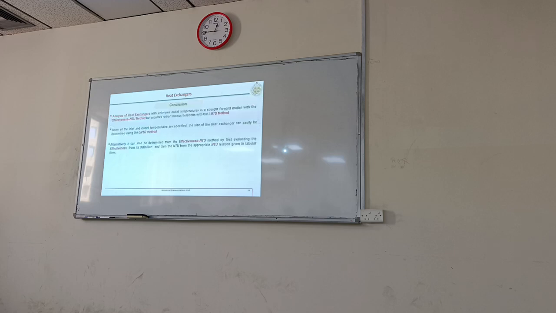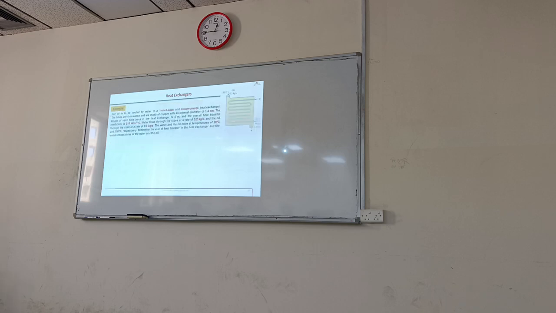These are the conclusions. It's not that difficult to know when to use LMTD and when to use effectiveness. Let's do one problem, the last problem. We'll solve it using the effectiveness-NTU method. It's very simple because now we have those developed equations and charts. Things become very easy.